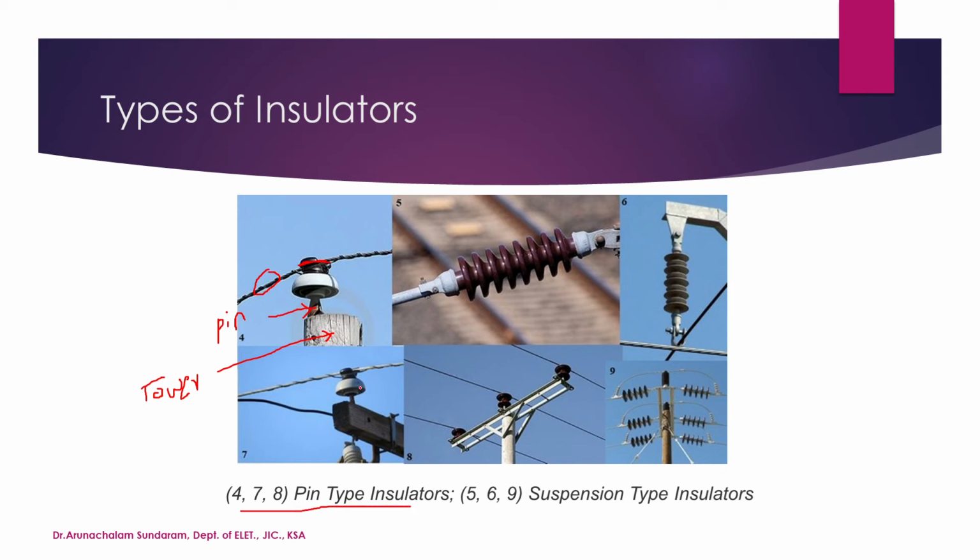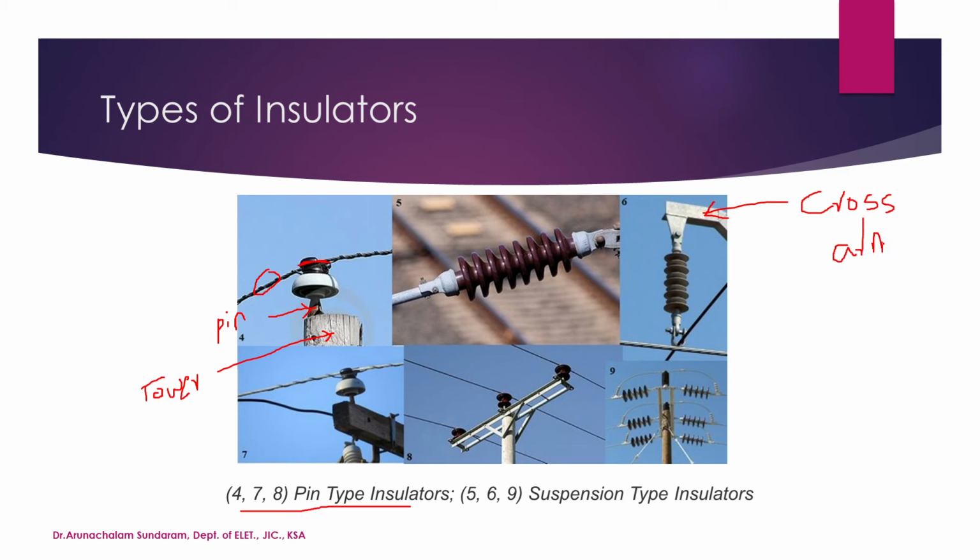You can see these are all pin type. This is called the cross arm. If you understood, this is an example of a cross arm. You all know this transmission tower. It has many parts and one important part is called the cross arm. This part is called the cross arm, where the insulators will hang. So this is the cross arm.